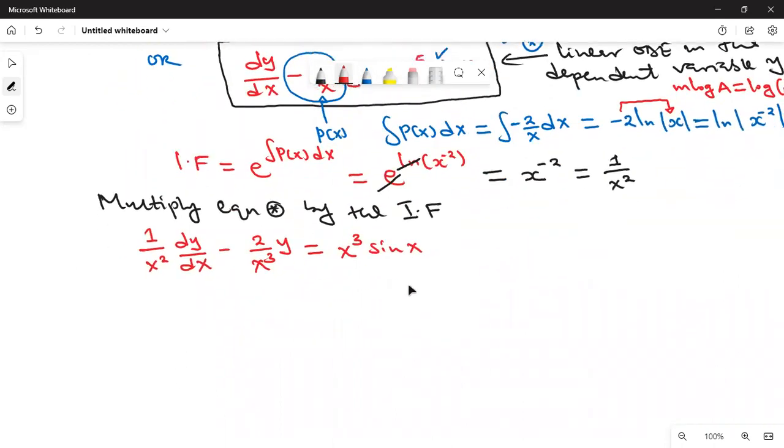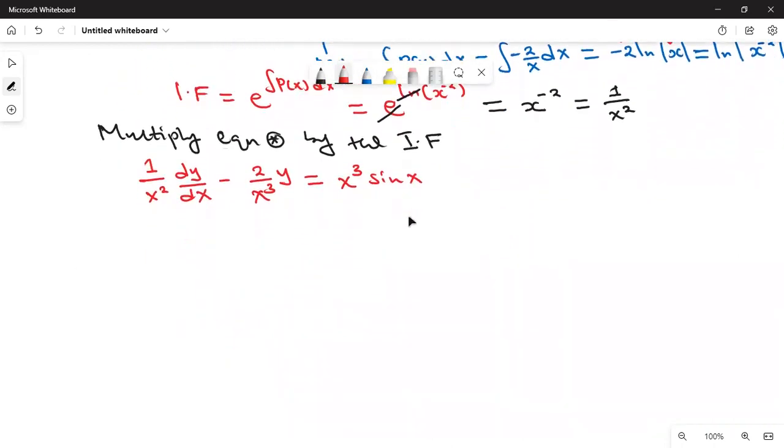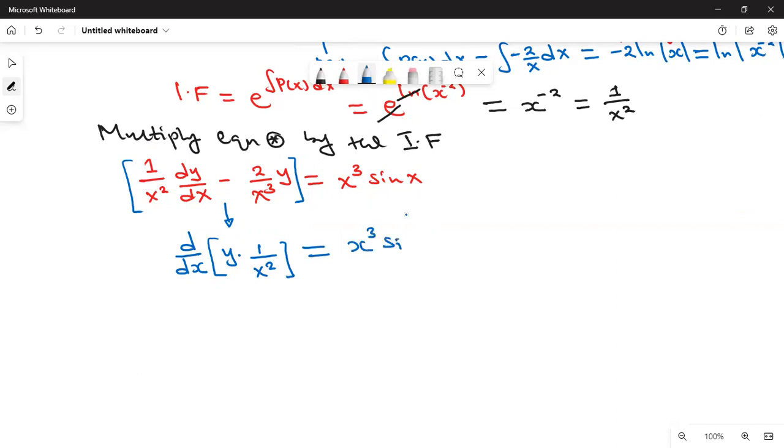So once you multiply that linear ODE by that integrating factor, you need to take note how the left-hand side can be rewritten. So I said this is the same as the derivative with respect to the independent variable, in this case it is x, of the product of dependent variable, our dependent variable here is y, and the integrating factor, which is 1 over x squared. It is equals to the right-hand side, which is x cubed sine x.